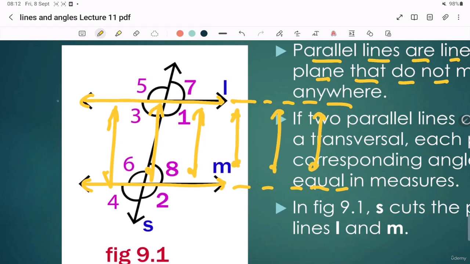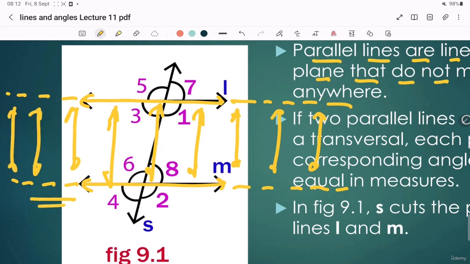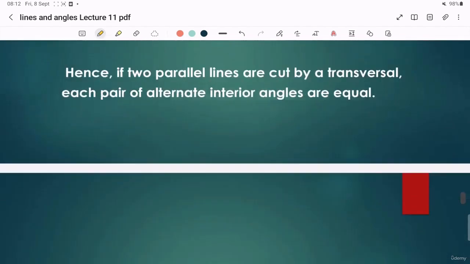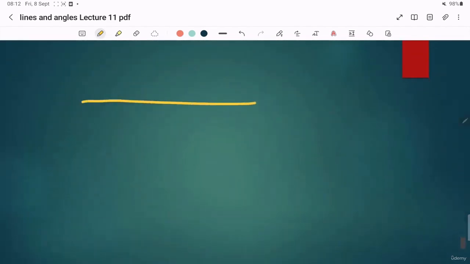They will go on like this. If you extend in this direction also, they won't meet. They will go on like this. So parallel lines don't meet anywhere. I have line 1 like this and another is like this. So these are not parallel lines.